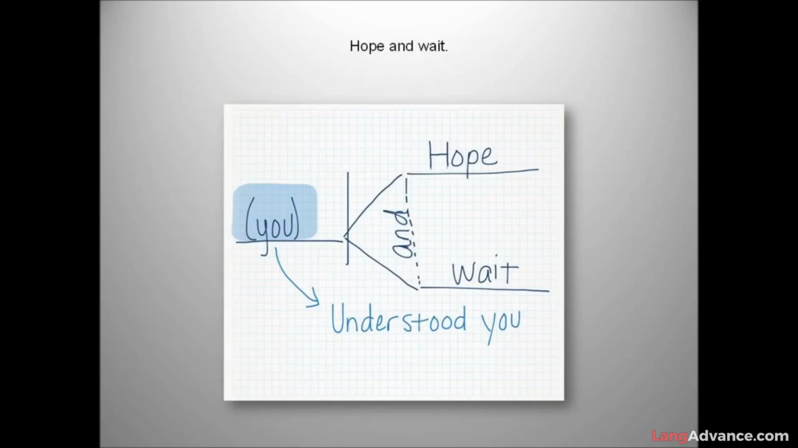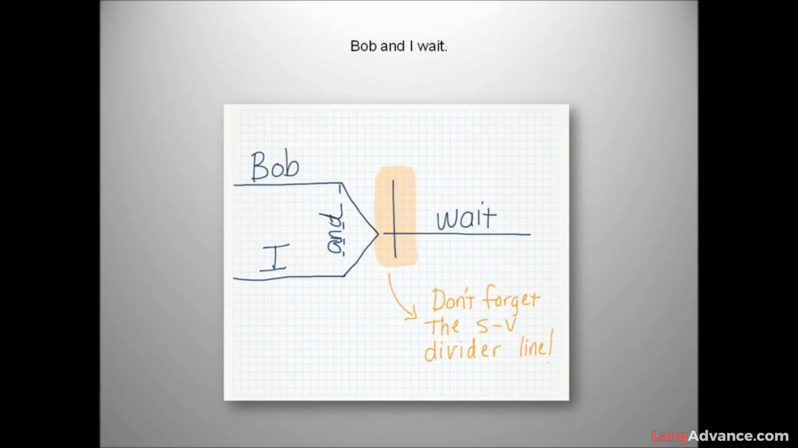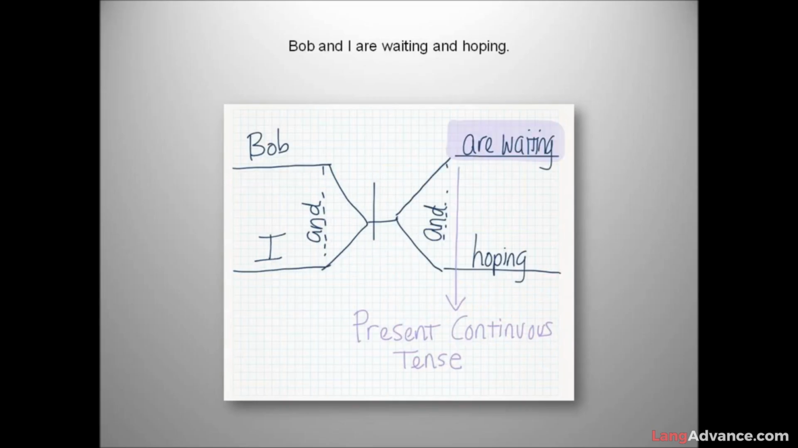The first one, hope and wait, includes the understood you as the subject. Hope is the first word of the sentence, so it's capitalized. Wait is the second part of the compound verb, and they are joined by the word and on a dashed line. Hope and wait. Bob and I wait. Bob and I is a compound subject. Don't forget to add your subject-verb divider line. Wait is the verb.